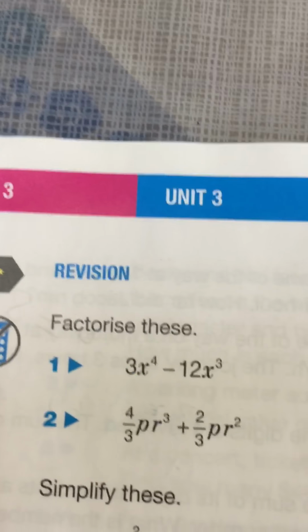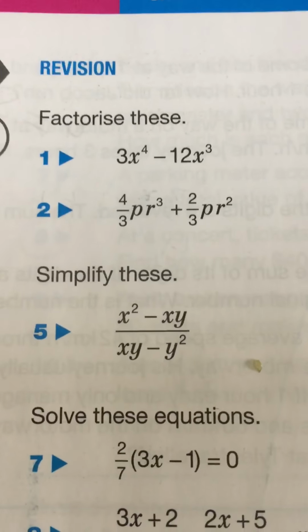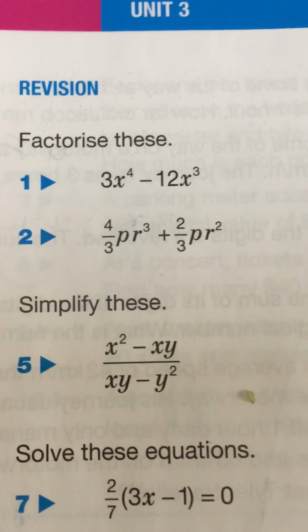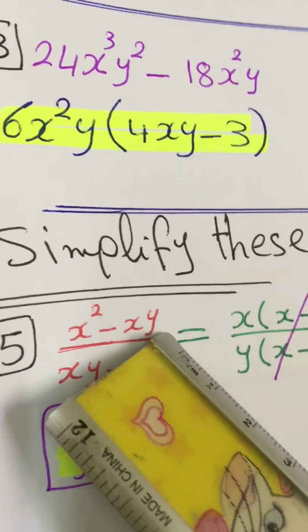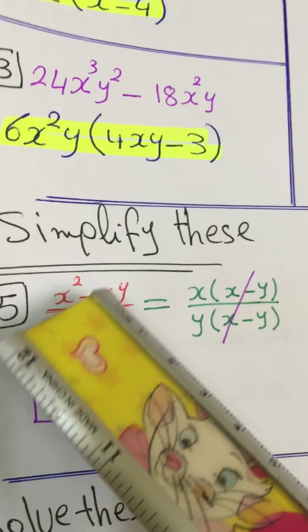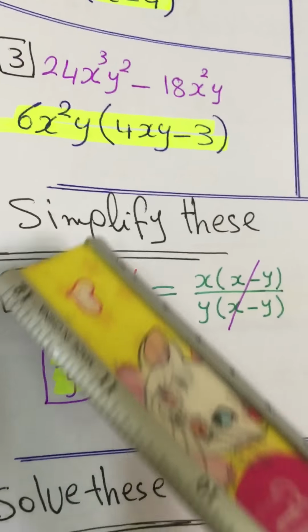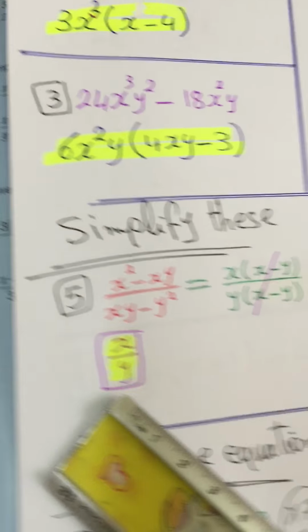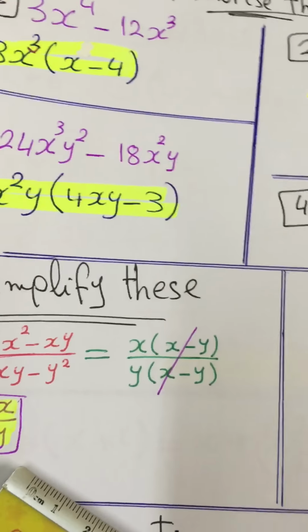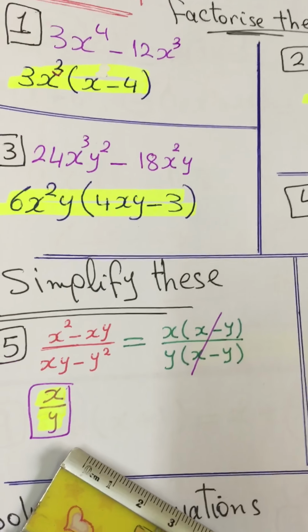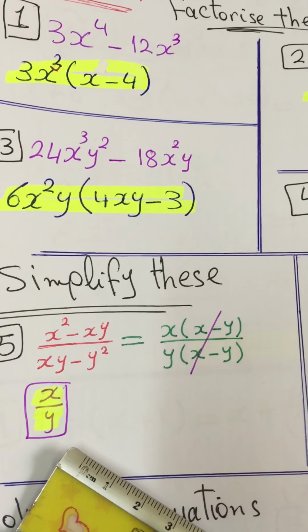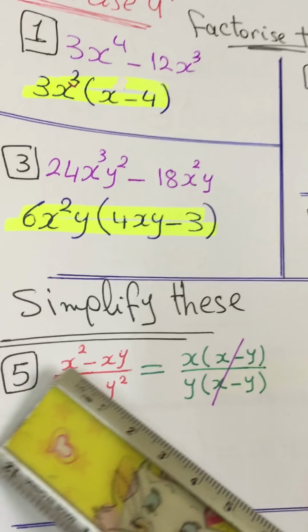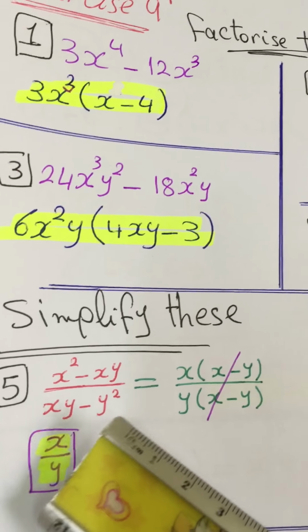Okay, now from question number 5, he said simplify this. To simplify this fraction, in the beginning I start to factorize both numerator and denominator. To factorize the numerator, I take x as a common factor, and down, y as a common factor, because up we have x here and there, down we have y here and there.